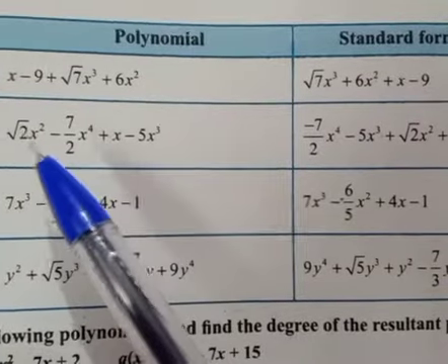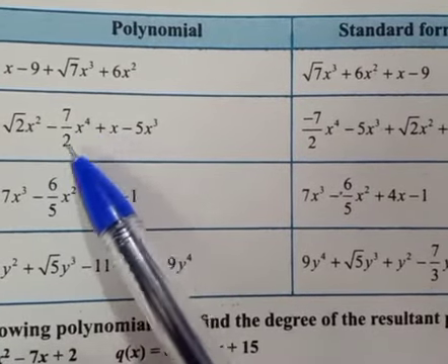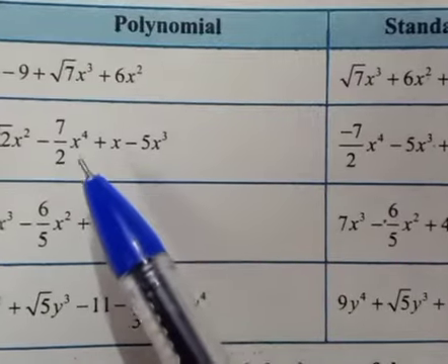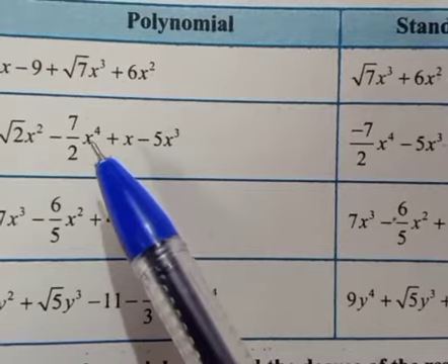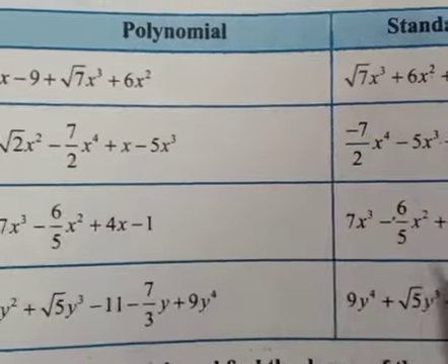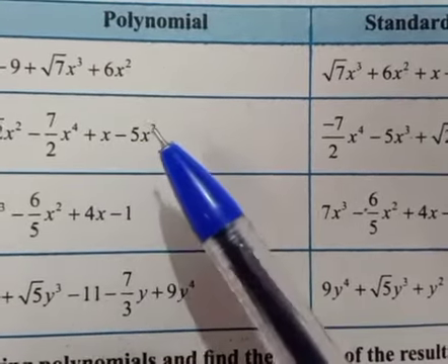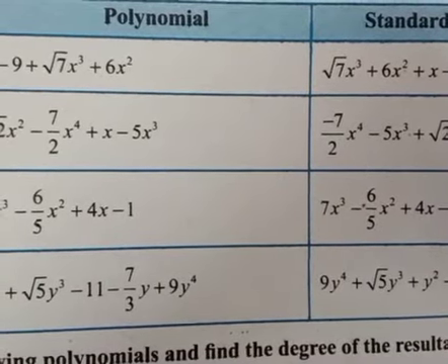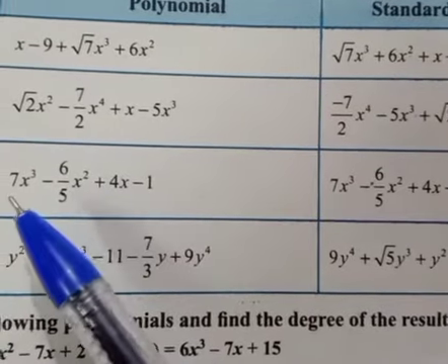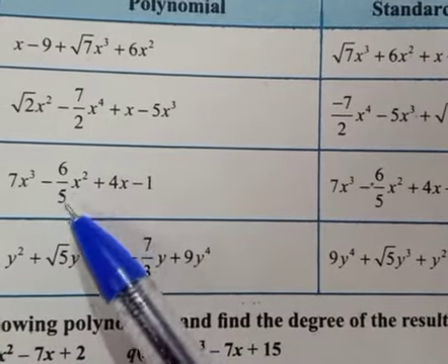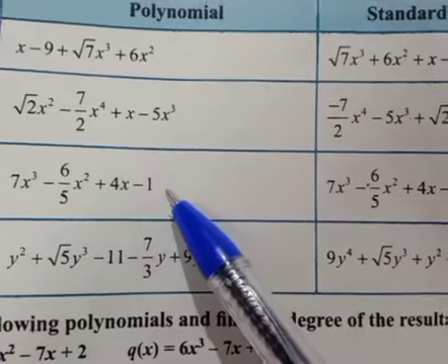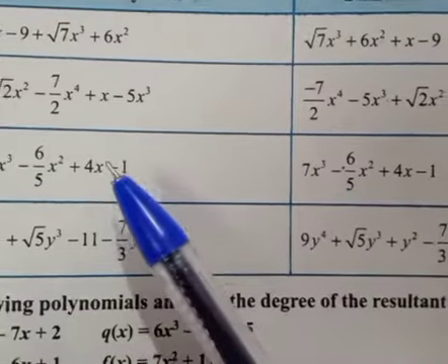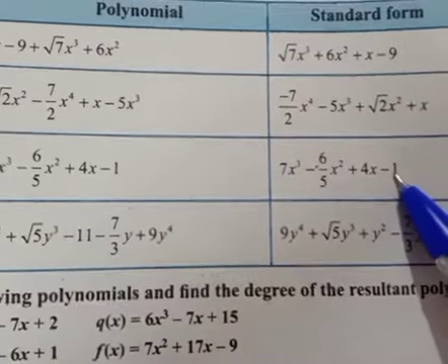Then this second problem, root 2 x square minus 7 by 2 x power 4 plus x minus 5x cube. Yes, students. Which is the highest power? So minus 7 by 2 x power 4. Next greatest power is x cube, minus 5x cube, plus root 2 x square plus x. Third problem, 7x cube minus 6 by 5 x square plus 4x minus 1. You have to arrange in order. 7x cube, it is already given in order, so just take and write.